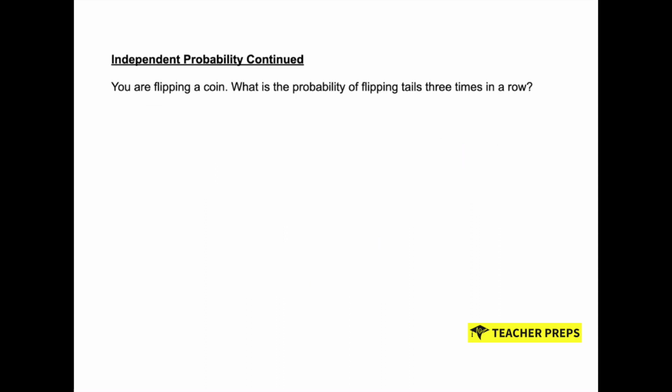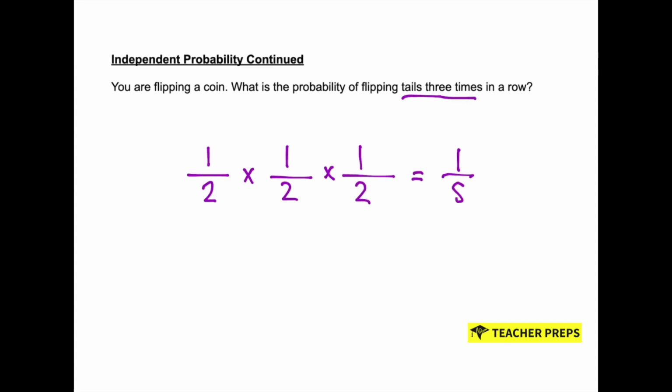Now pause the video and try this one on your own. Now let's see how you did. It says that we're flipping a coin. What is the probability of flipping a tails 3 times in a row? That means that we're going to have the probability of flipping a tails times the probability of flipping a tails times the probability of flipping a tails. There's 1 out of 2 sides of our coin. So we have 1 times 1 times 1, which is 1, and 2 times 2 times 2, which is 8. The likelihood of flipping tails 3 times in a row is 1 out of 8.